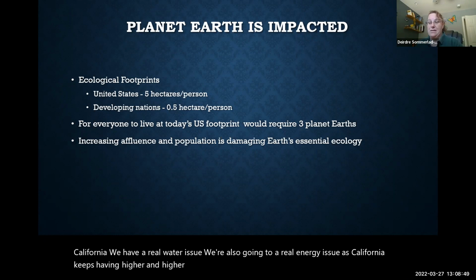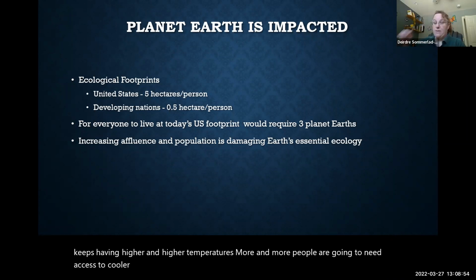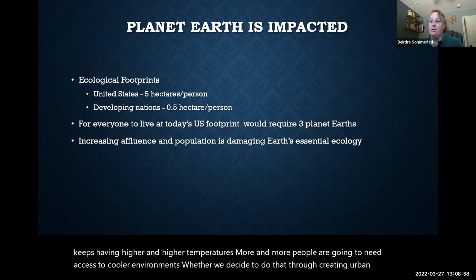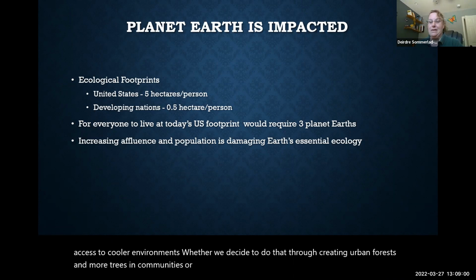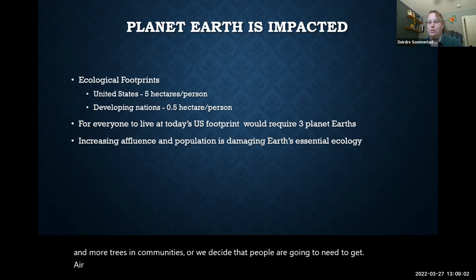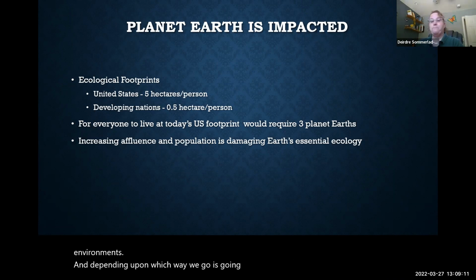More and more people are going to need access to cooler environments, whether we decide to do that through creating urban forests and more trees in communities, or we decide that people are going to need to get air conditioning, right? These are 2 different ways that we can create cooler environments. And depending upon which way we go is going to impact the environment as well.